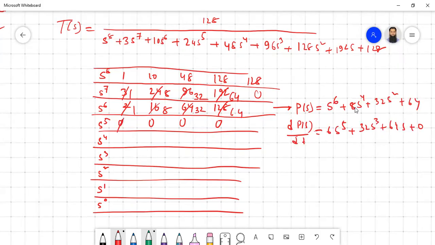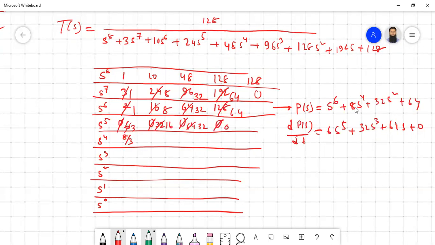Now we have 6, then 32, then we have 64, and then we have 0. Now again, as you can see, this can be further divided by 2, so we get 3, then 16, then 32. Okay, so 3 into 8 is 24 minus 8, so 16 is 8 by 3.